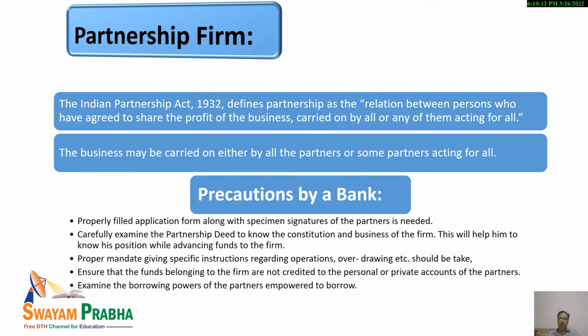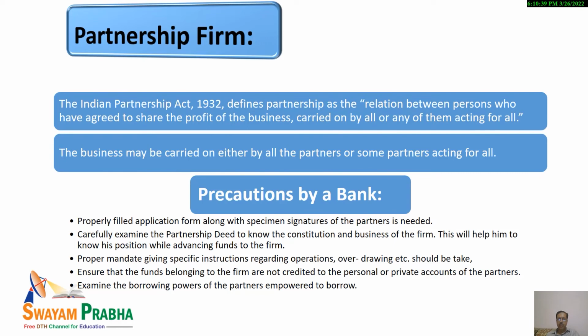Now, partnership firm. I think you know what a partnership firm is. Being students of commerce, you might have studied partnership firms in business studies and even in accounting. So what is a partnership firm? The Indian Partnership Act 1932 defines partnership as the relation between persons who have agreed to share the profits of the business carried on by all or any of them acting for all.